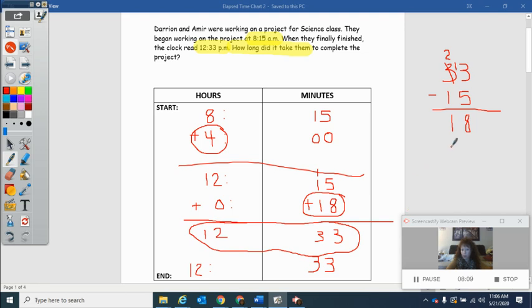It might be easier to count up from 15 to 33. So I'm going to count by fives first. Okay, so from 15, I count up by fives. 20, 25, 30, 31, 32, 33. So I've got 5, 10, 15, 16, 17, 18. Okay, so either way, I have to add 18 minutes.